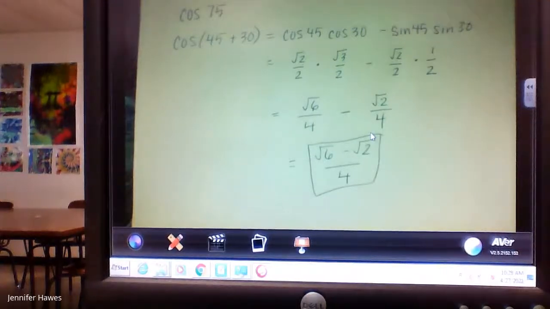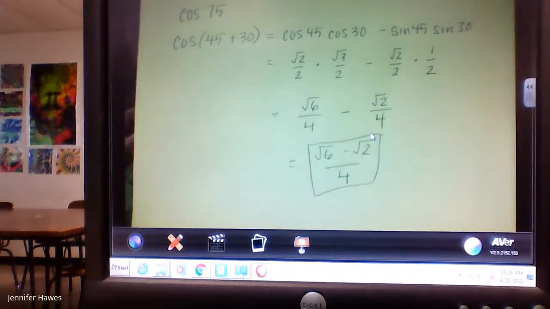Remember, I can't take the square root of 6 minus the square root of 2 and get the square root of 4 and call it 2. Okay? Remember, it's not 6. It's the square root of 6. So I would have 2 point something minus 1 point something. All right, so just leave it just like that. So they'll kind of look like this.